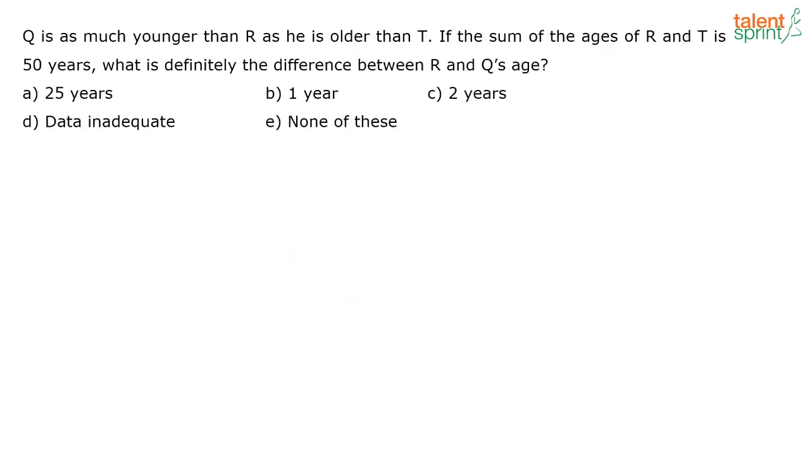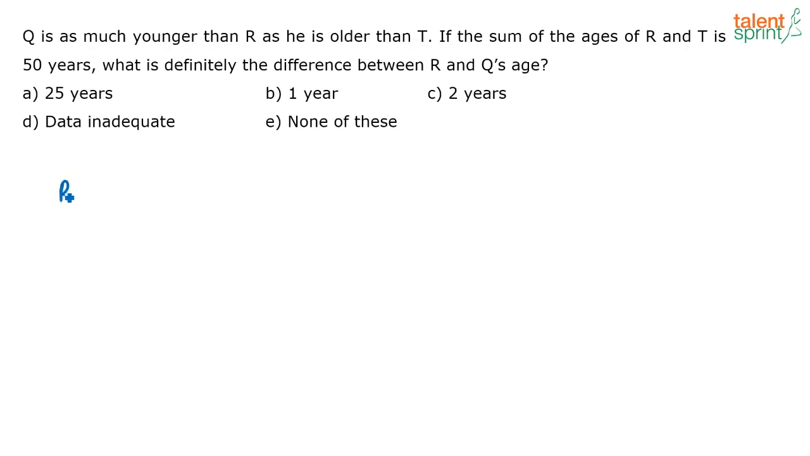Okay? Next question. Q is as much younger than R as he is older than T. If the sum of ages of R and T is 50 years, what is definitely the difference between R and Q's age? So for this question, if you understand the wordings that is given in the question very clearly, it will be very easy to solve. So what is given? Q is as much younger than R as he is older than T.